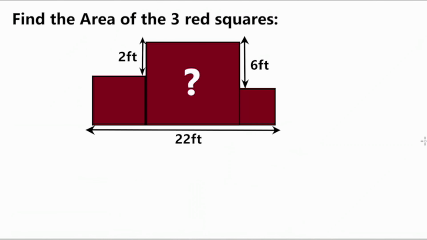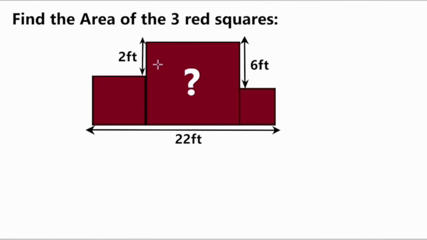And today I brought you guys a geometry problem. So what does this problem say? We want to find the area of the three red squares. As you can see, we have this figure here, and the figure is made up of three red squares, and we are given some side lengths of these sides here. So this whole thing is 22 feet, 6 feet here, 2 feet here, and we want to find the area of everything together.